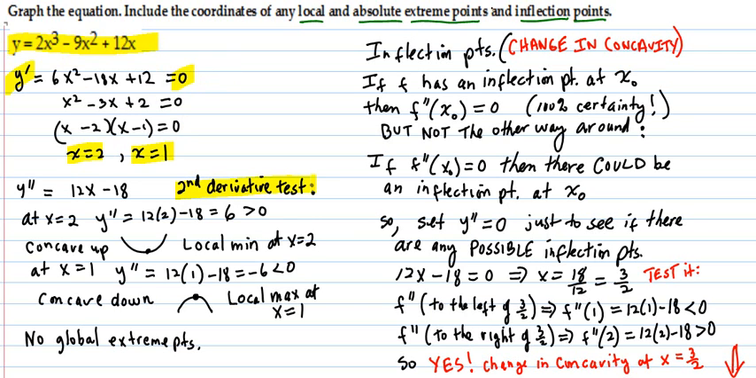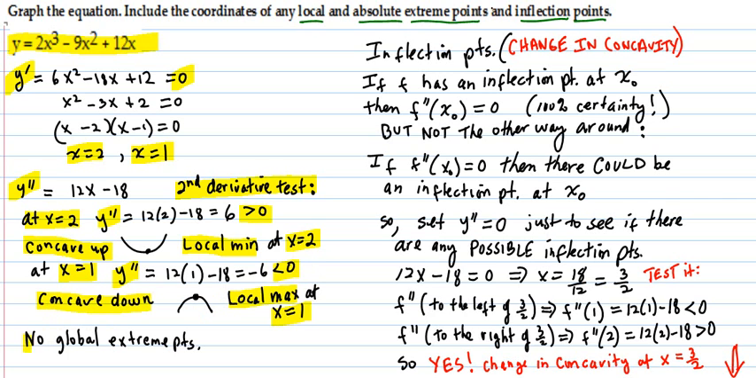Perform the second derivative test to see if they're local max or min. Get your y double prime at x equals 2. Y double prime is greater than 0, so you have this concave up look for a local minimum at x equals 2. At x equals 1, y double prime is less than 0, so you have a concave down illustration, and therefore a local max at x equals 1.